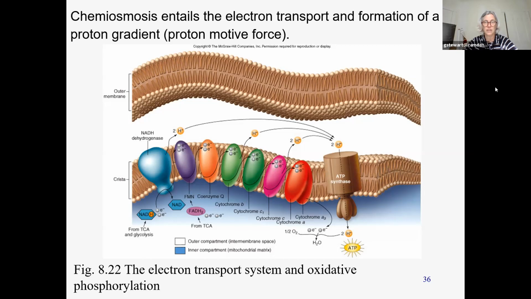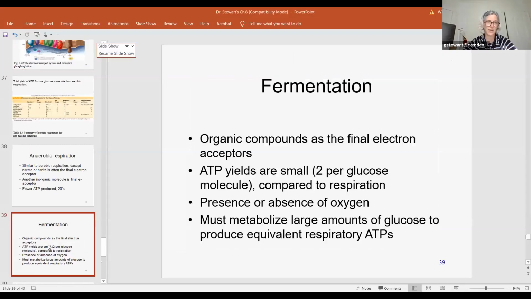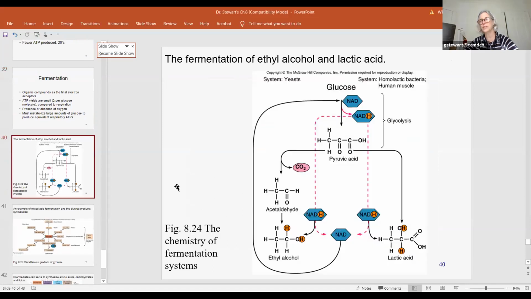Fermentation, let's take a look at fermentation real fast. So this just goes through the anaerobic respiration. And for fermentation, we mostly have two options. We're almost done, guys. Hang on for like another 10 minutes.